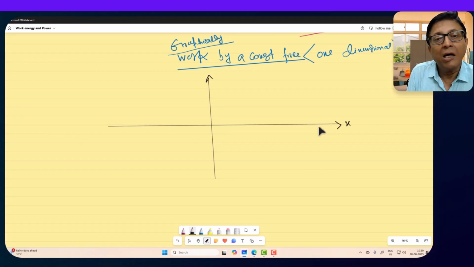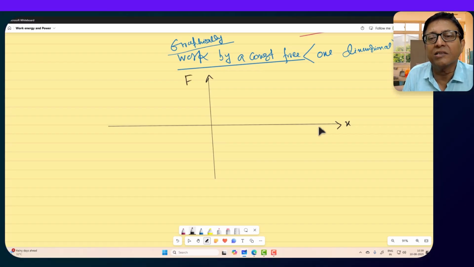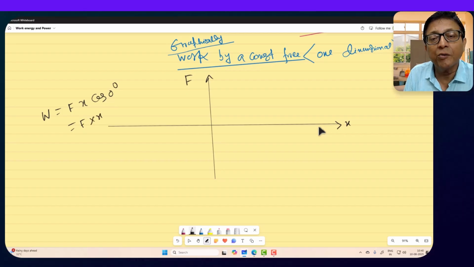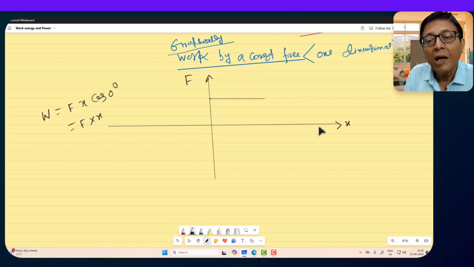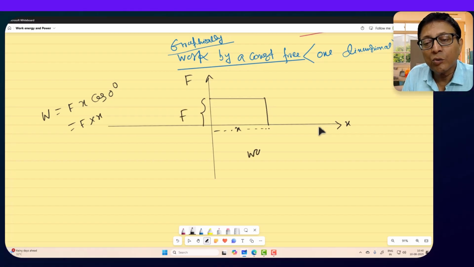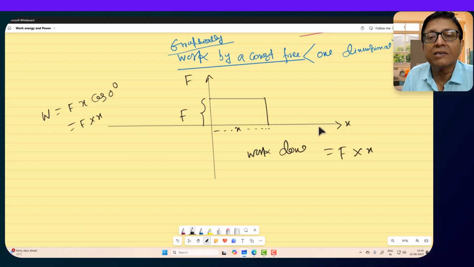Okay? Force along y-axis, displacement along x-axis. By definition W will be what? Same direction, F x cos 0 degree. That is simply F into x. A force F is there and you have given a displacement d or x, whatever. This is your force applied. So work done equals what? F into x.